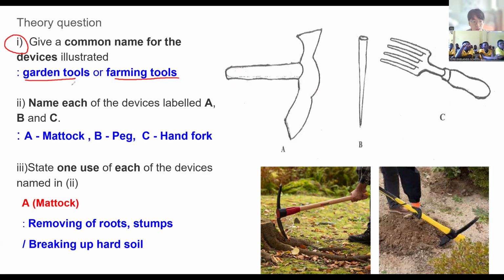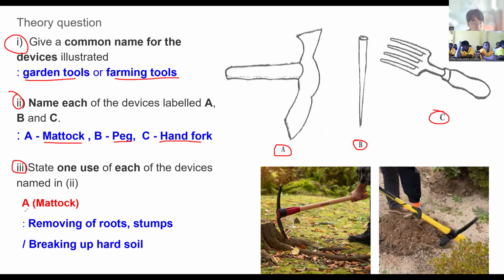That was question one. If you look at question two, it says to name each of the devices labeled A, B, and C. So, A is called a mattock. B is called a peg. And C is called a hand fork. And number three asks to state one use of each of the devices named in two.